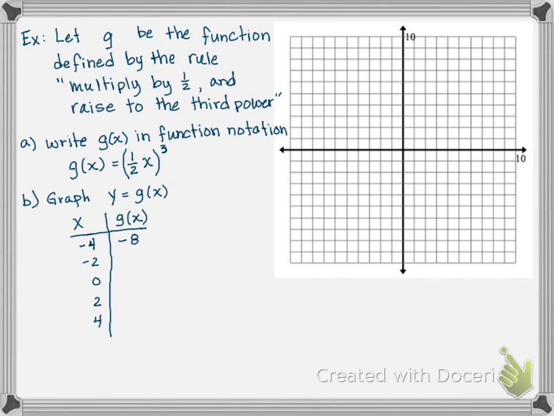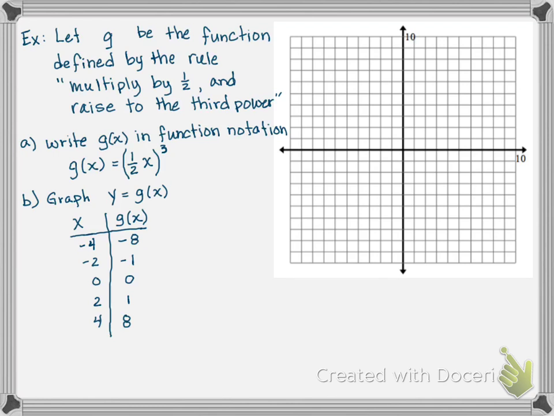-2 times 1/2 is -1, raised to the third power is -1. 1/2 times 0 is 0, to the third is 0. 1/2 times 2 is 1, to the third is 1. And 1/2 times 4 is 2, raised to the third power is 8.